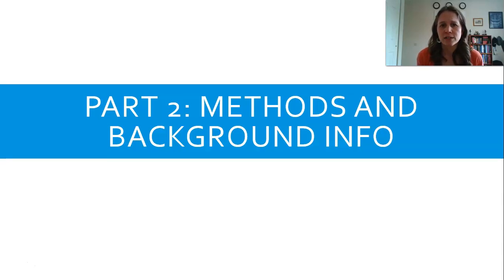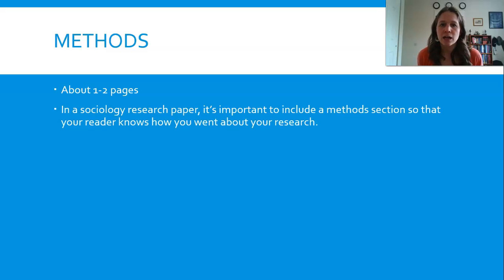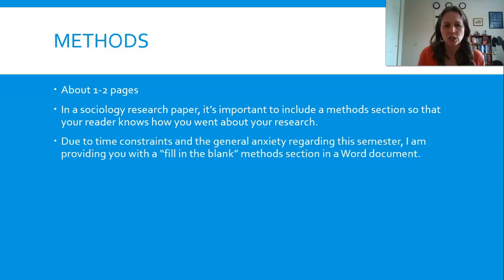And then we'll move on to talking more about the background information. So in terms of the method section, it should be about 1 to 2 pages long. In sociology, we always include a method section so that your reader knows how you went about your research. And if you remember from our Unit 2 readings, they all had method sections. The quantitative articles talked about their variables, the qualitative articles talked about their research process. So this is a practice that we do in sociology.